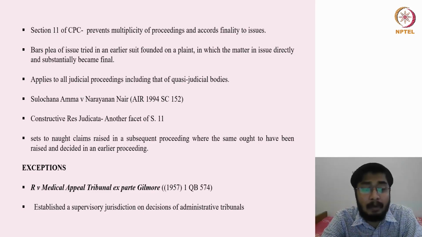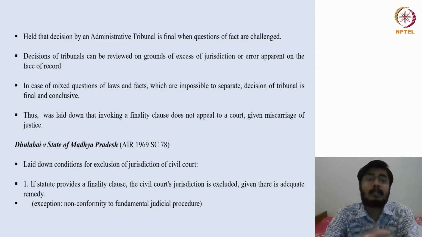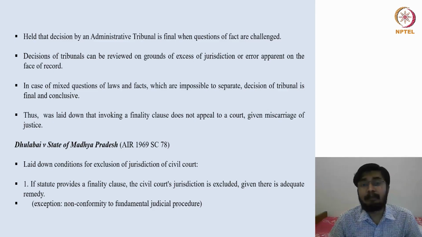So, coming to the case of R versus Medical Appeal Tribunal, ex parte Gilmore, which is a 1957 case, it was held that it established a supervisory jurisdiction over decisions of administrative tribunals. It held that a decision by an administrative tribunal is final when questions of fact are challenged. The decisions of a tribunal, though, can be reviewed on grounds of excess of jurisdiction or error on the face of the record. Now, what is jurisdiction?